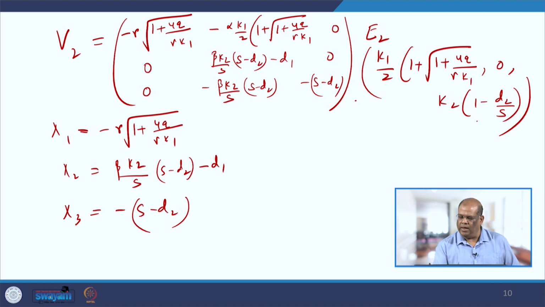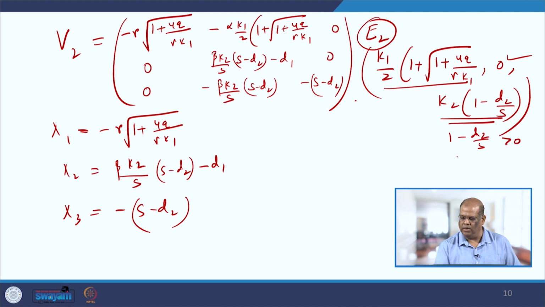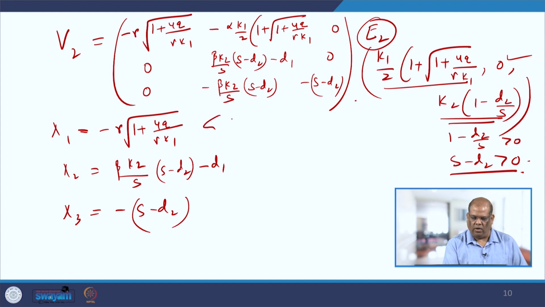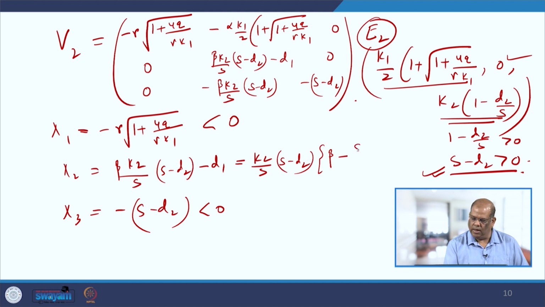Now, if you notice, for the existence of this E2, we have already mentioned that this is already positive, this is 0, this has to be positive, which will mean 1 minus d2 by s has to be greater than 0 and s minus d2 has to be greater than 0. So, this eigenvalue is always negative, this eigenvalue is always negative because of this, and we can simplify this as k2 by s into s minus d2 multiplied by beta minus s d1 divided by k2 s minus d2.